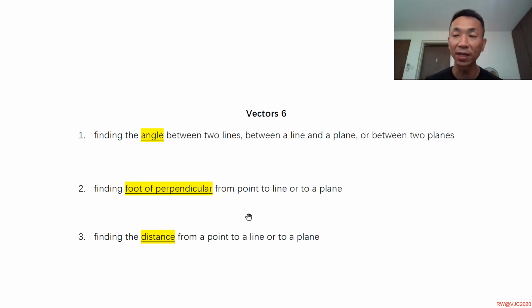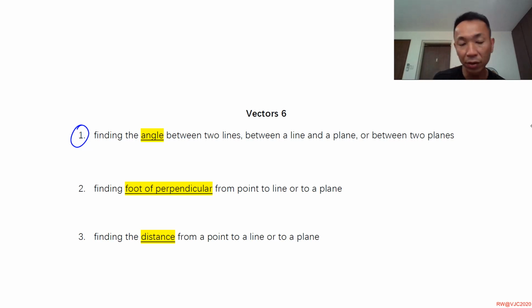Okay, welcome to Vector 6, the last chapter of the Vector series. This chapter is important because it actually sums up all the concepts you learn and then applies them to find three things basically. And this slide shows everything here. First thing that we want to find. We make use of everything you learn, your dot product, cross product, whatever, to find angles.